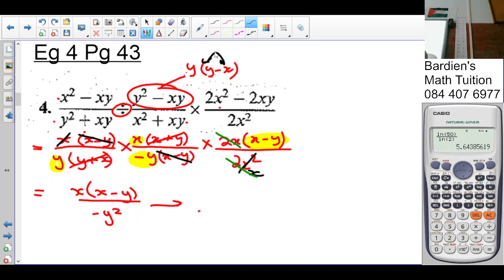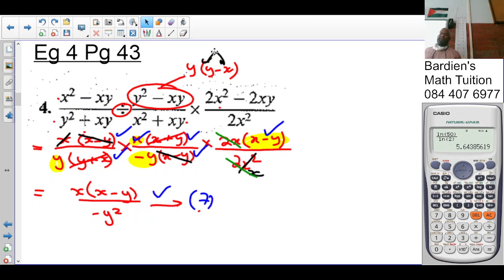How many marks do you think? Okay, let's see. 1, 2, 3, 4, 5, swapping this around, 6, 7 marks. I wouldn't teach you stuff you won't be getting. I've got so much more stuff to tell you than to show you things that don't count anything. You understand? So everything I show you is of importance.